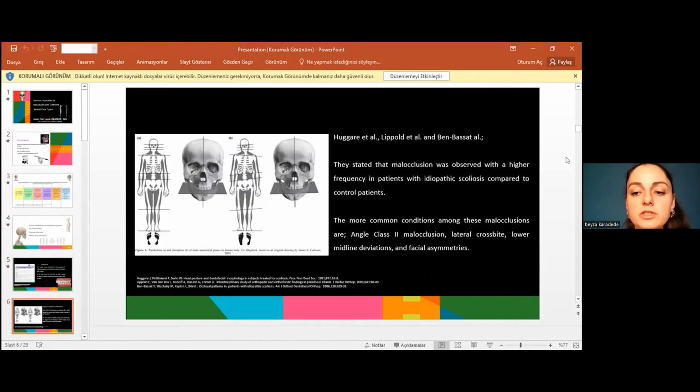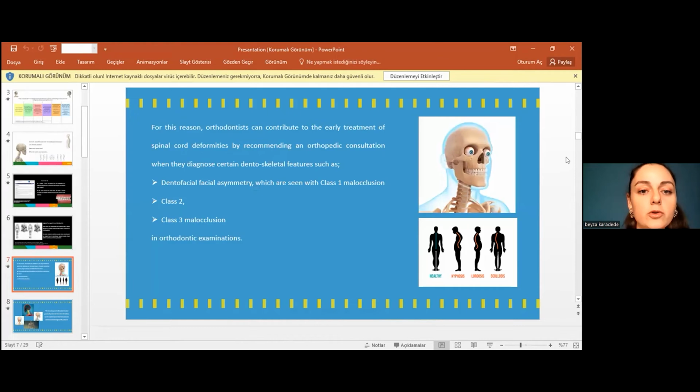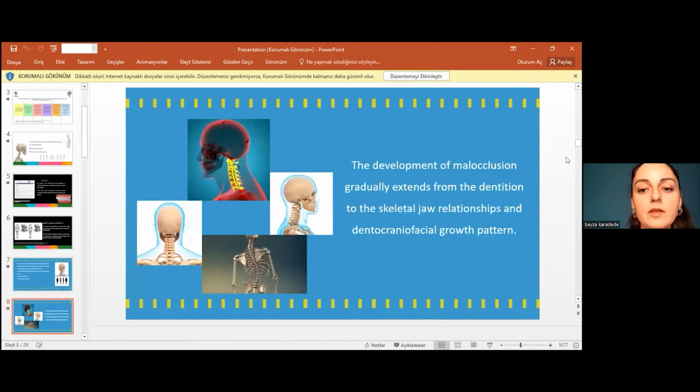The more common conditions among malocclusions are angle class 2 malocclusions, lateral crossbite, lower midline deviation, and facial asymmetries. For this reason, orthodontists can contribute to the early treatment of spinal deformities by recommending an orthopedic consultation when they diagnose certain dentoskeletal features such as dentofacial asymmetry, which are seen with class 1, class 2, and class 3 malocclusion in orthodontic examination. The development of maxillofacial malocclusion gradually extends from the dentition to the skeletal jaw relationship with the dentofacial growth pattern.